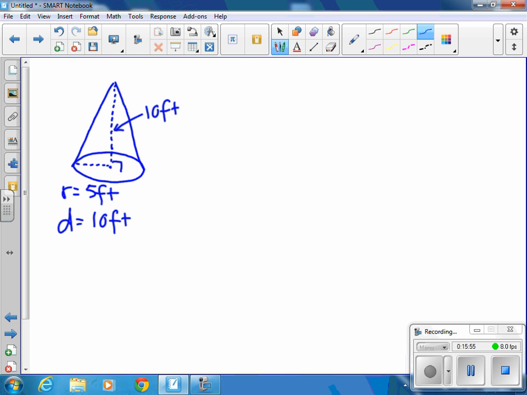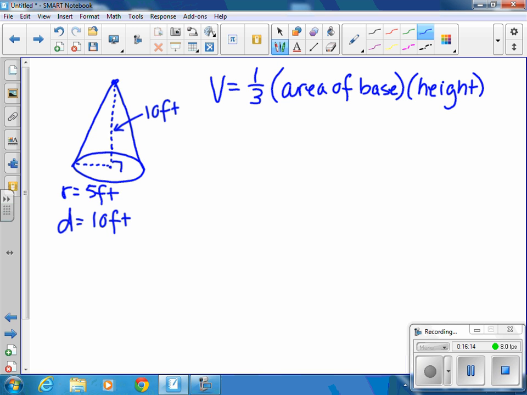Okay, same thing applies. We're going to do the exact same thing. Volume equals, remember it's coming to a point at the top. So we have 1/3. That's the only change here, but it's still going to be the area of the base times the height. So again, make sure that you're thinking of it that way.